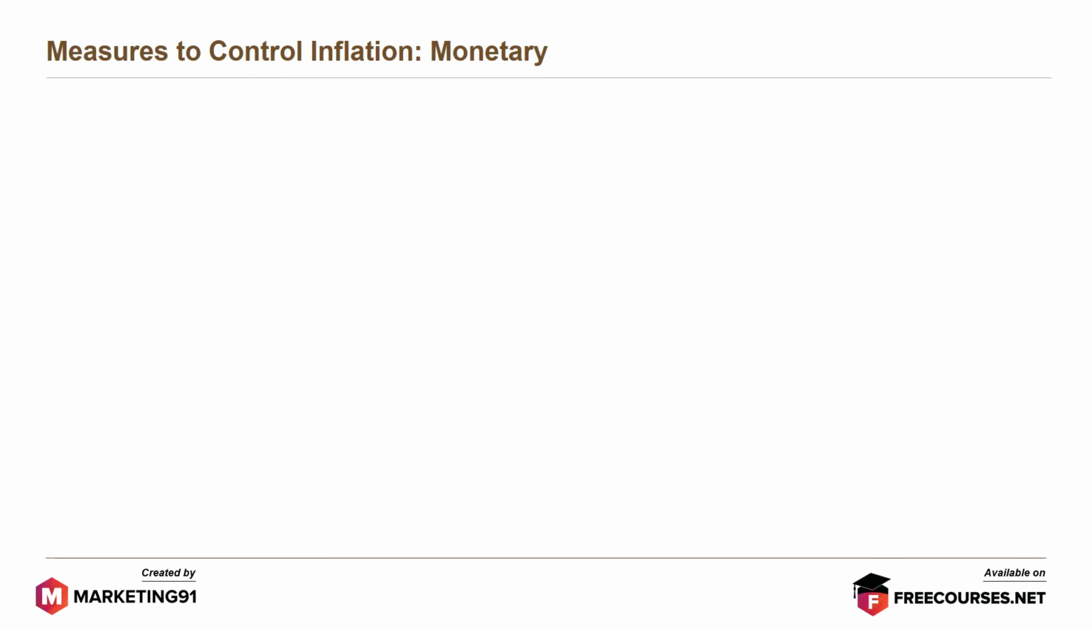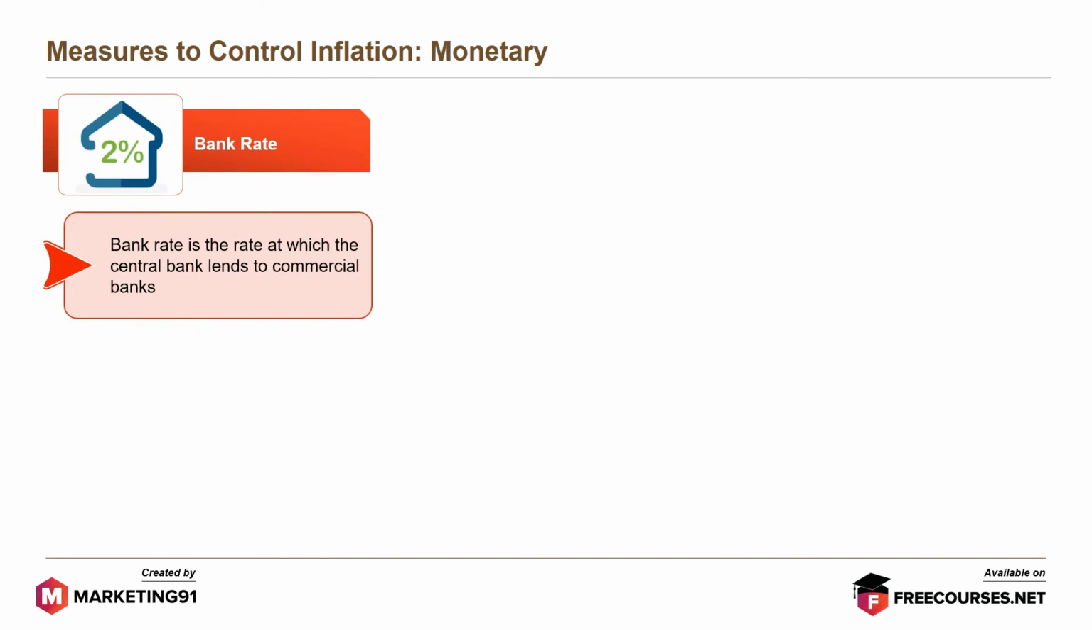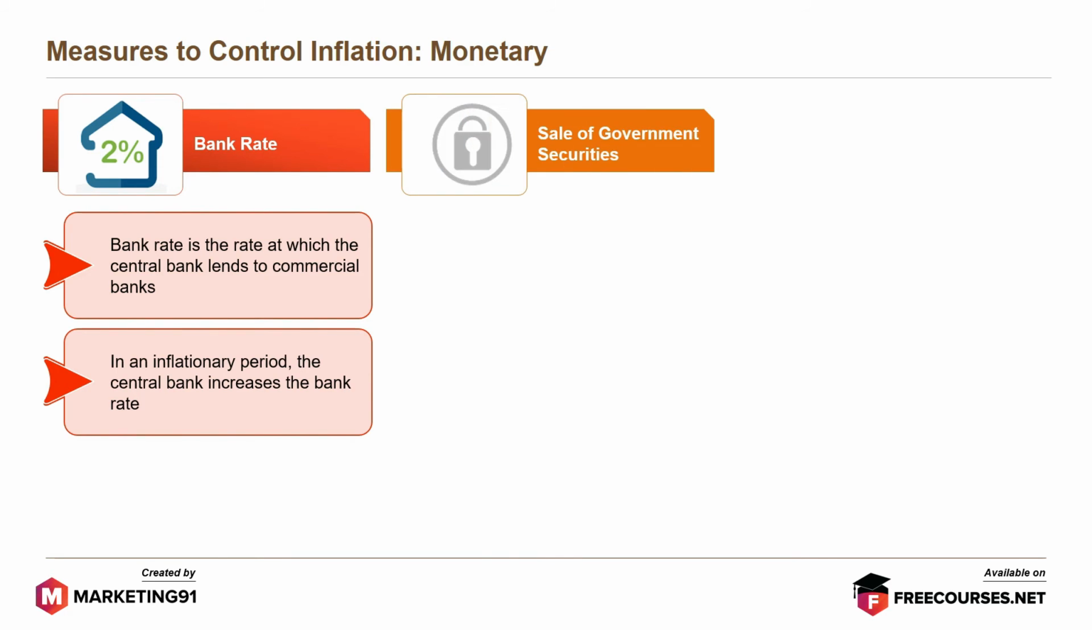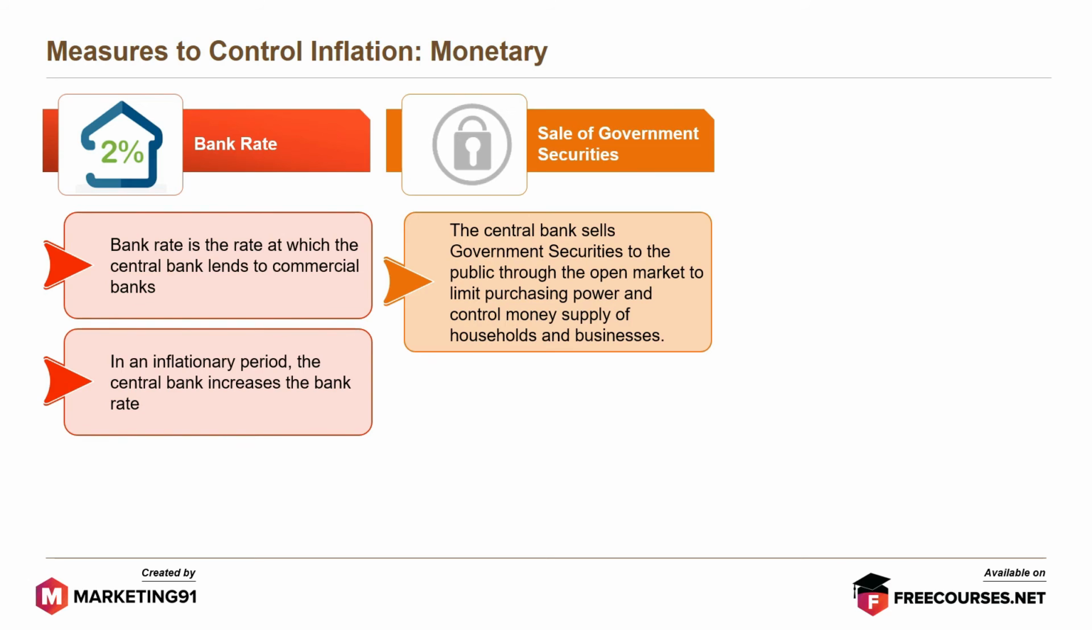Starting with monetary measures, bank rate is the rate at which the central bank lends to commercial banks. In an inflationary period, the central bank increases the bank rate. Next is sale of government securities. The central bank sells government securities to the public through the open market to limit purchasing power and control money supply of households and businesses.